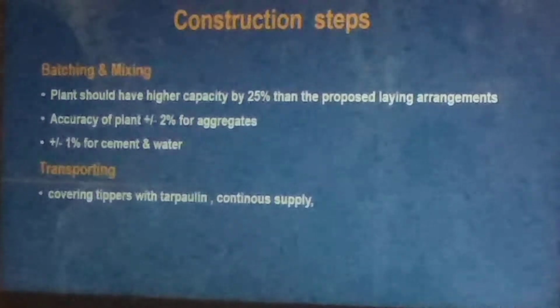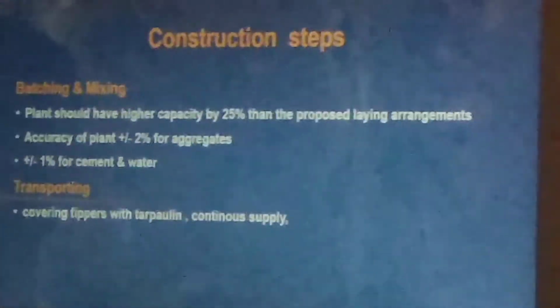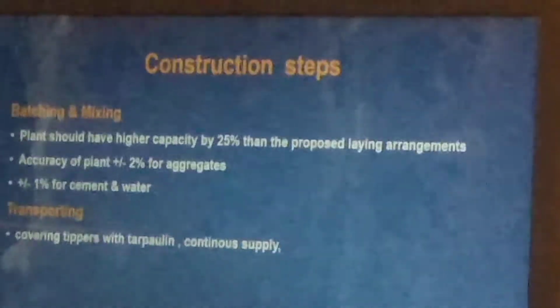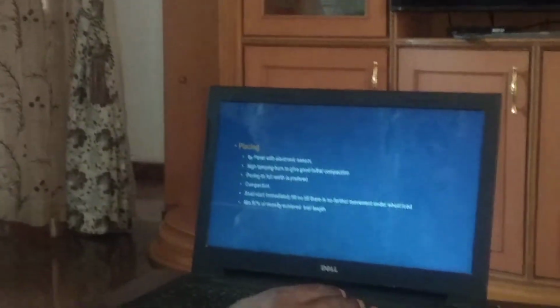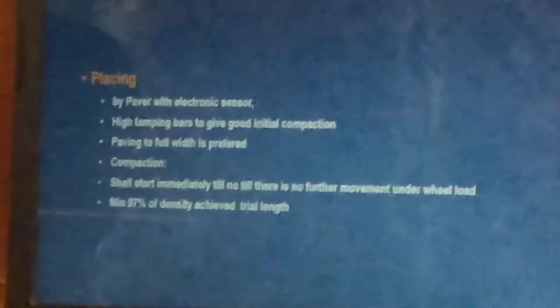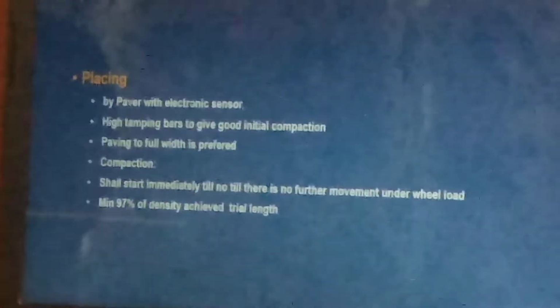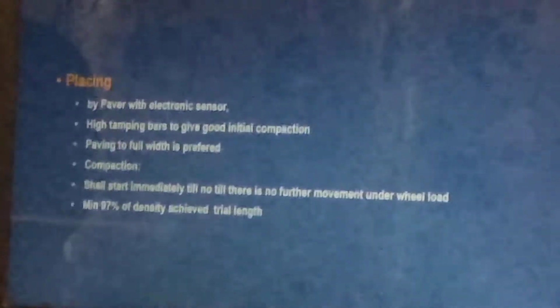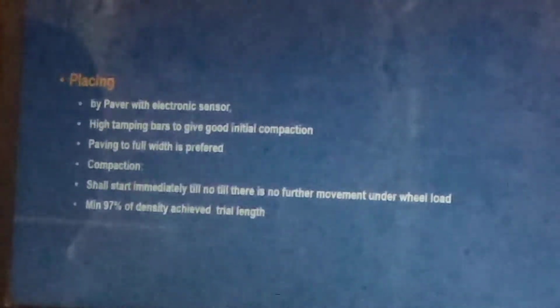Once the mix is prepared in the plant, the mix is transported in tippers covered with tarpaulin. Please remember, the mix supply should be continuous always. Once the mix is transported to the job site, the DLC mix is spread on the drainage layer, or above the GSB layer, by using a paver, preferably with an electronic sensor paver.